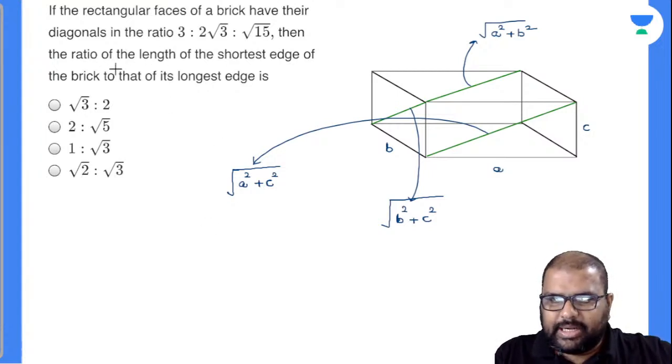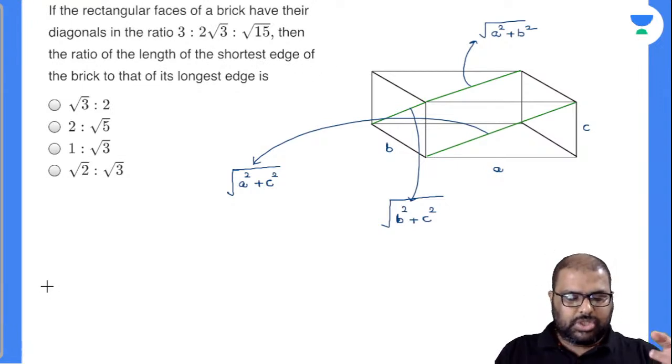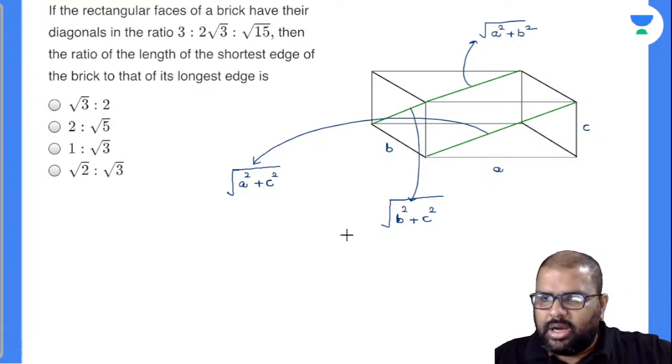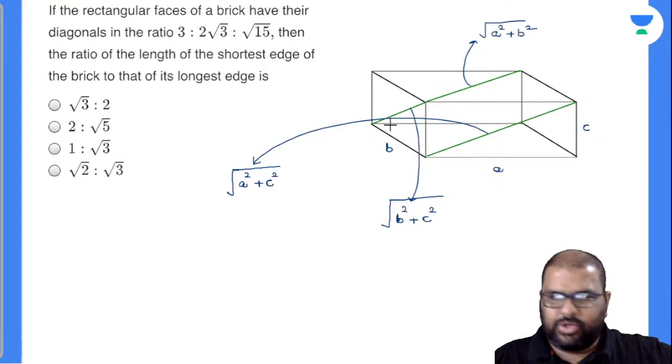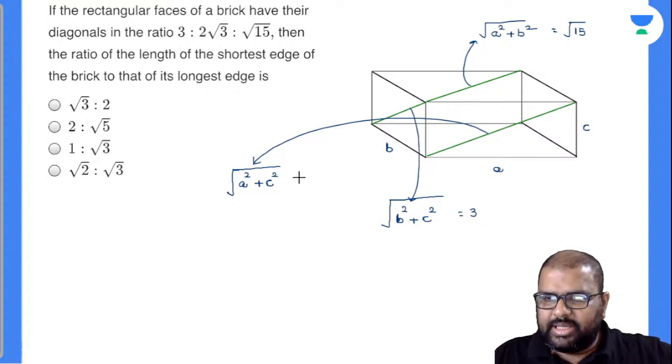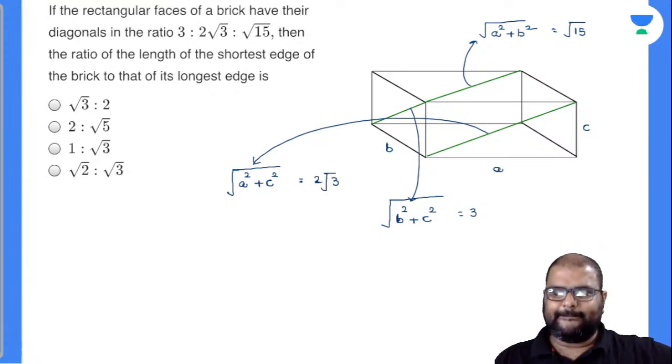Now what is the question asked? The ratio of the length of the shortest edge of the brick to the longest edge. So shortest means C, longest means A. First of all, this will be the largest value, which is equal to root of 15. This is the smallest value and it is equal to 3. And root of A square plus C square will be equal to 2 root 3. So by this, can I calculate this? Yes, I can.